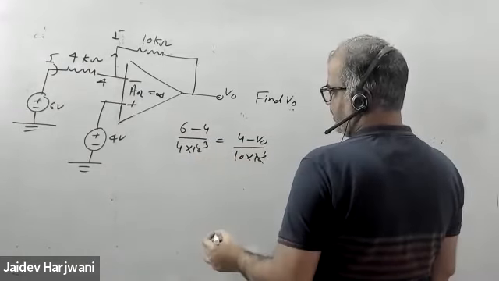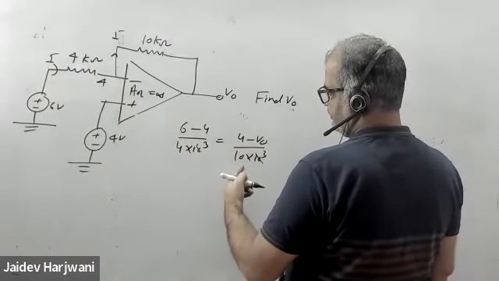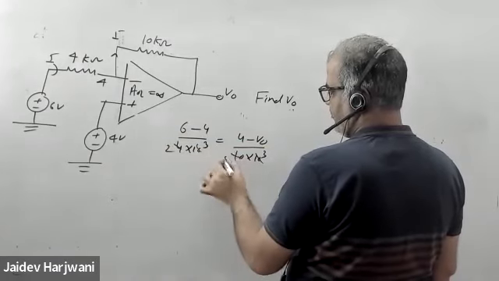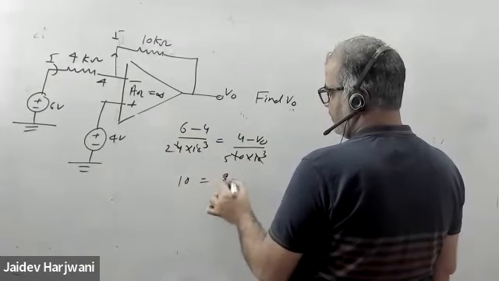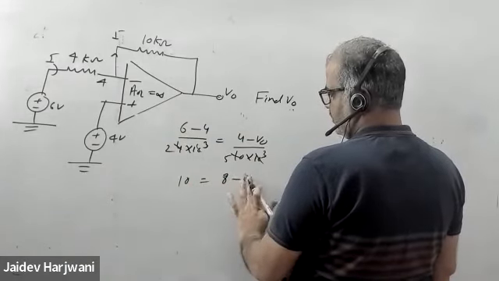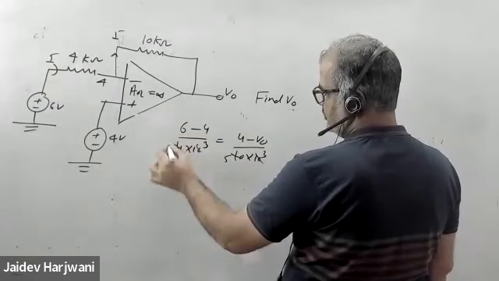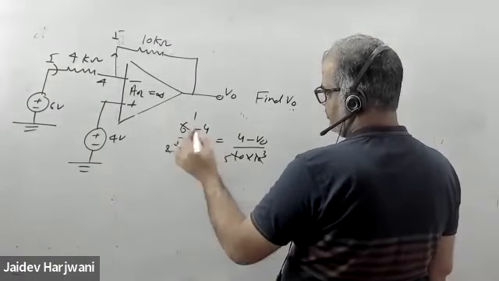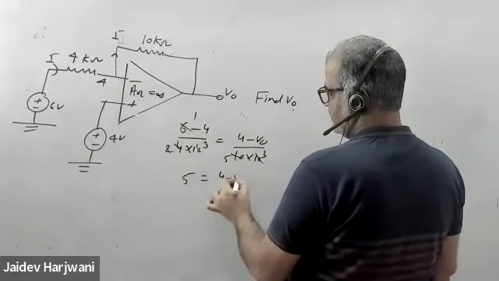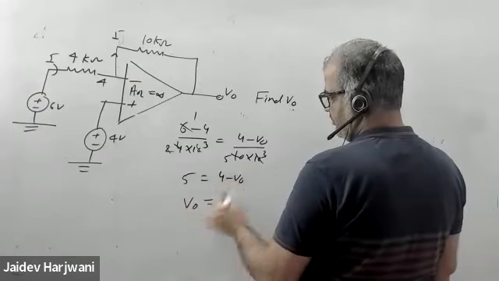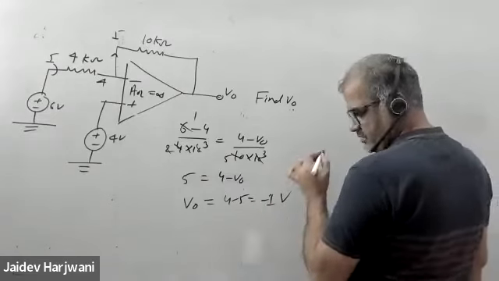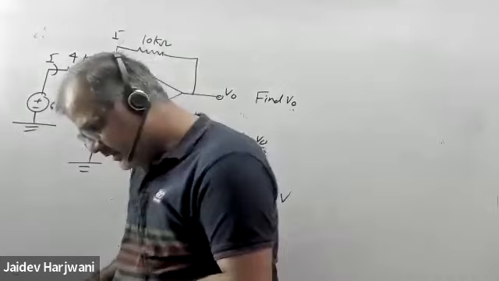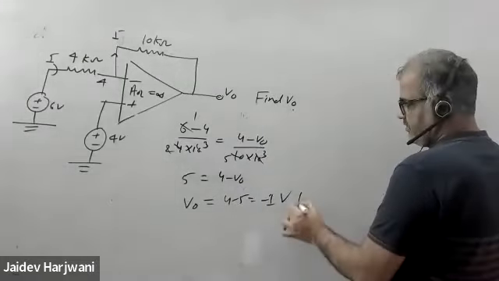Cancel. Okay, this becomes how much? This becomes 2, this becomes 5. This 2 to this 2 to 1. So 5 equals 4 minus V naught. So V naught is equal to what? 4 minus 5, -1. Correct. So -1 volt is your answer.